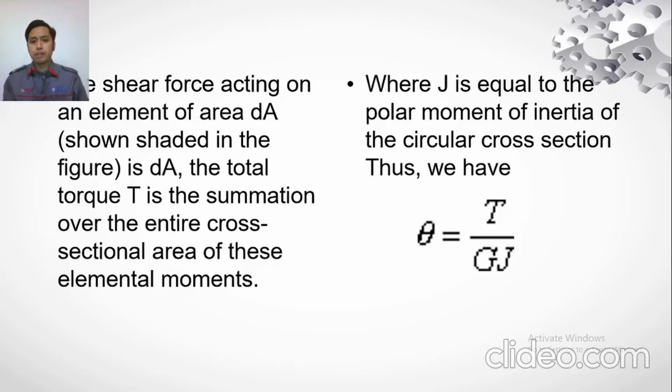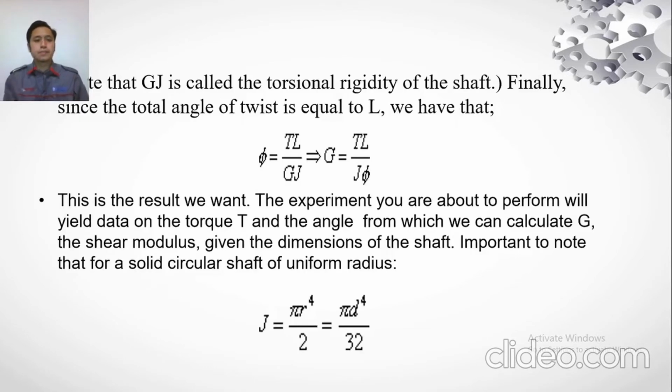Thus, we have theta equals T over GJ. Note that GJ is called the torsional rigidity of the shaft. Finally, since the total angle of twist is equal to theta times L, this is the result we want. The experiment we are about to perform will yield data on the torque T and the angle, from which we can calculate G, the shear modulus, given the dimensions of the shaft.